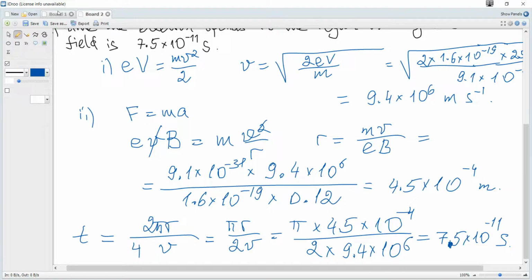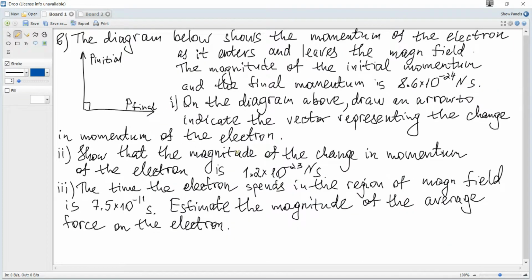And the next part of this question: the diagram below shows the momentum of the electron as it enters and leaves the magnetic field. The magnitude of the initial momentum and the final momentum is equal because it moves with constant speed in a circle.